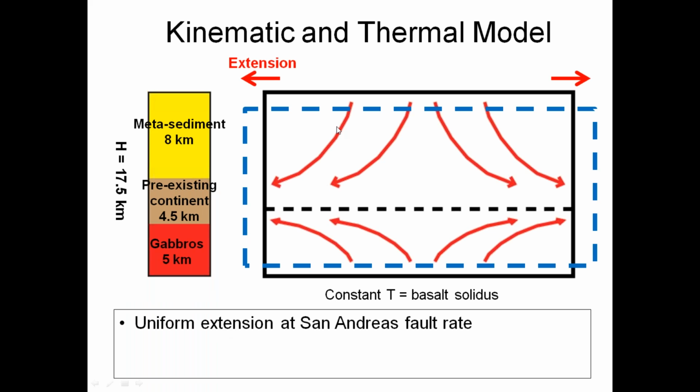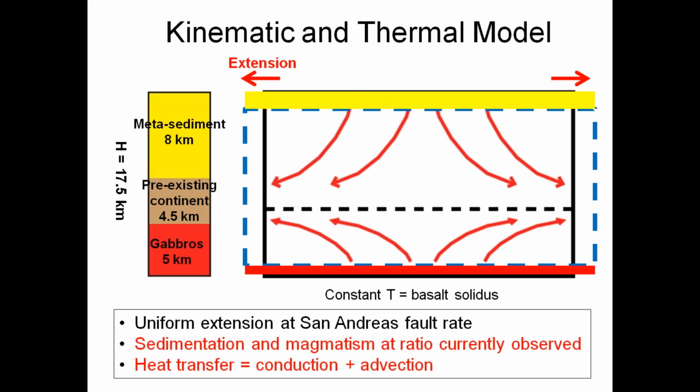Uniform extension will send the crust from the black box into the blue dash box, and the red arrows show the trajectory of particle motion. So the upper crust moves downward and also to the side during extension, and the lower crust moves upward and also to the side. The extension is at San Andreas Fault rate.